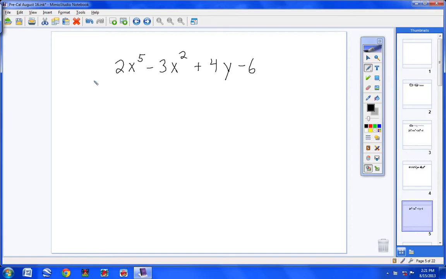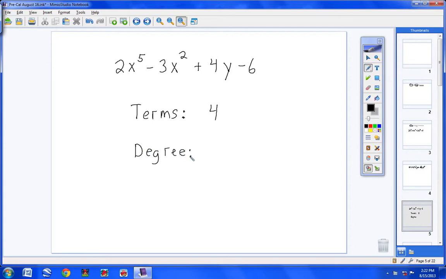Now, first of all, I would like you to tell me in your notes how many terms this expression has. So here we go. Let's see how many terms. Well, I start here and I go along. Oh, there's a negative sign, so I stop. Then I continue. Oh, there's a positive sign, so I stop. Then I continue. There's a negative sign, so I stop. And then I go to the end. So it looks like we have 4 terms. 1, 2, 3, 4. So this expression has 4 terms. So go ahead and write that in your notes. How many terms? 4.